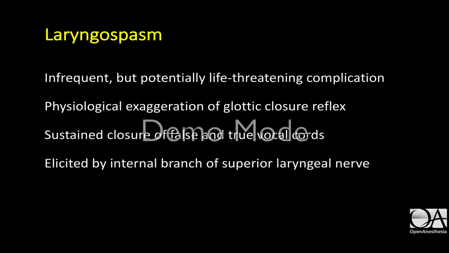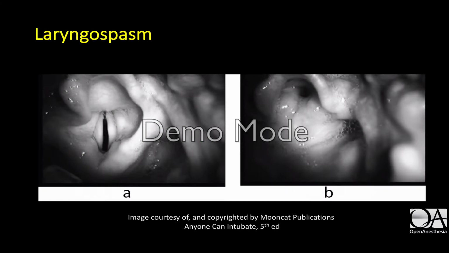Laryngospasm is an infrequent but potentially life-threatening complication that typically occurs in children during induction and emergence from anesthesia. It is a physiological exaggeration of the protective glottic closure reflex and is characterized by sustained closure of the true and false vocal cords. Like most airway reflexes, laryngospasm is elicited by stimulation of the internal branch of the superior laryngeal nerve. During partial laryngospasm, both vocal cords are firmly pressed against each other, and there is a small gap posteriorly that allows minimal air entry.